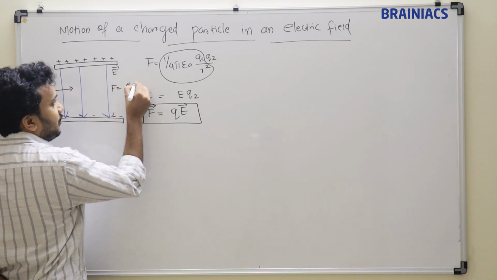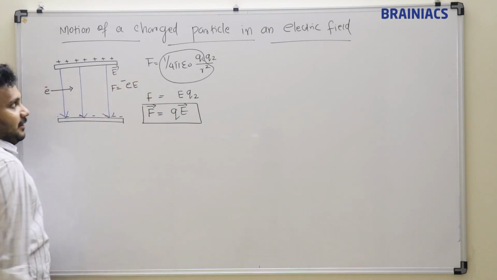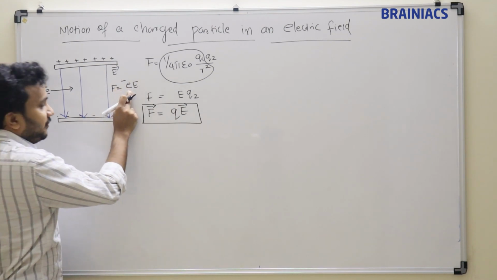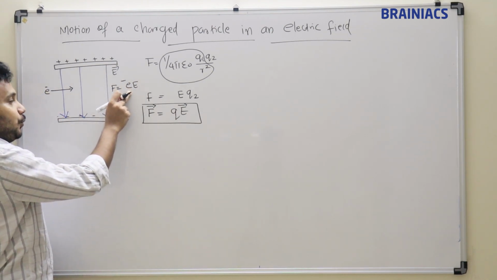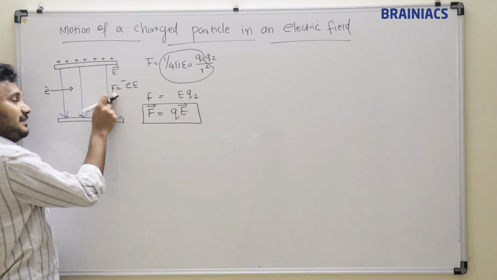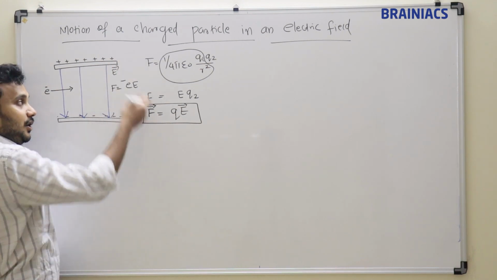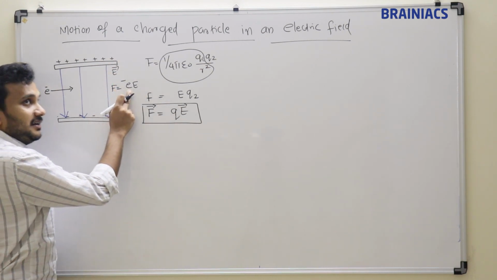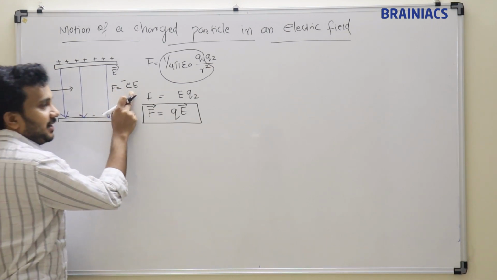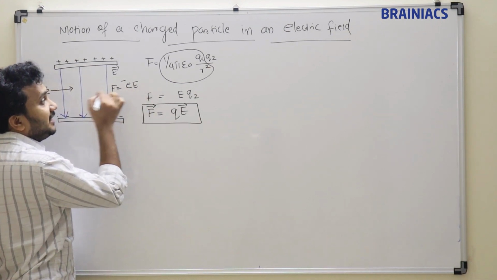So F will be equal to -eE. I am putting one negative. If the charge is positive, then F is equal to qE, and F is in the same direction as the electric field. Now F is negative. Why is it negative? Because the electron is negative. That's what I have written: F is equal to minus eE.